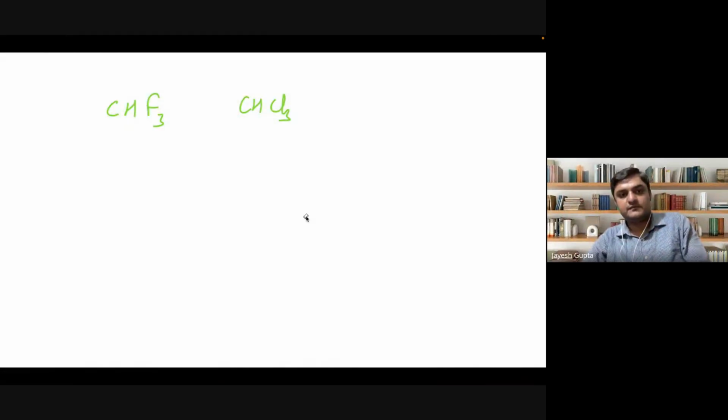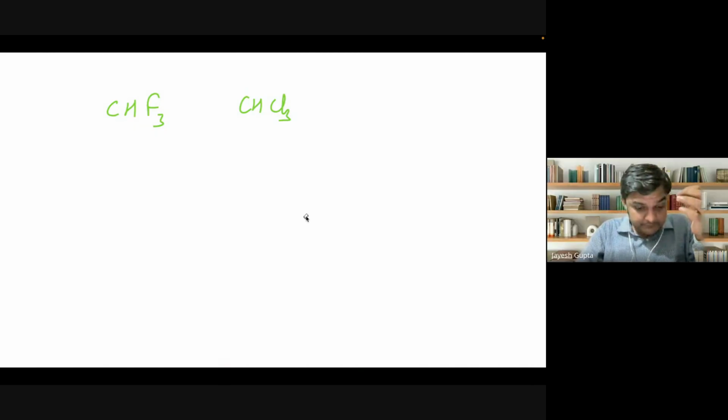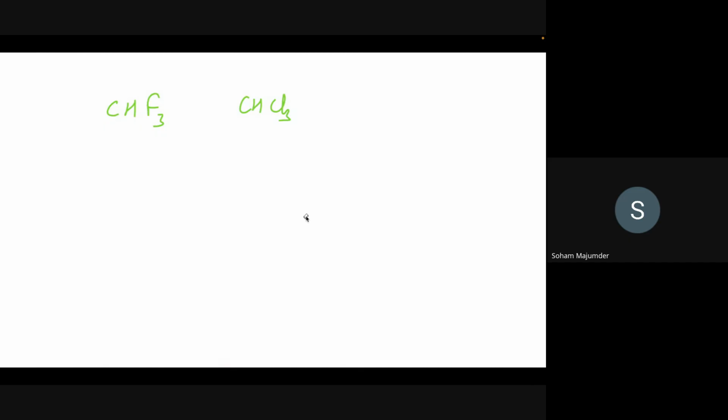Okay, done. Yes. How you have done? So F is more electronegative than Cl. So CF has more S character than CCl. CF has more S character than CCl. So the CH bond in the first compound has less S character than the CH bond in the second compound. So therefore the CH bond length in CHF3 is more than that in CHCl3.